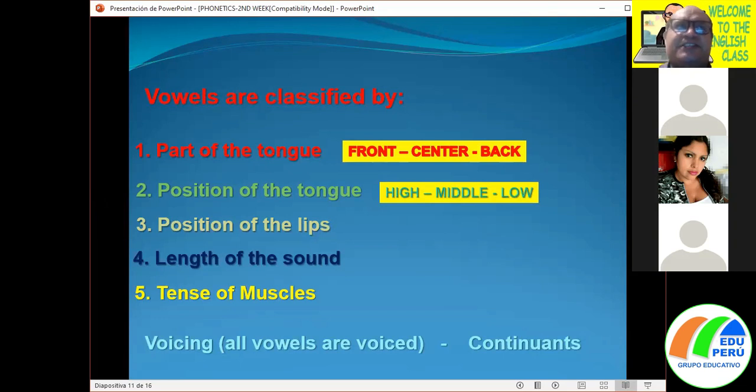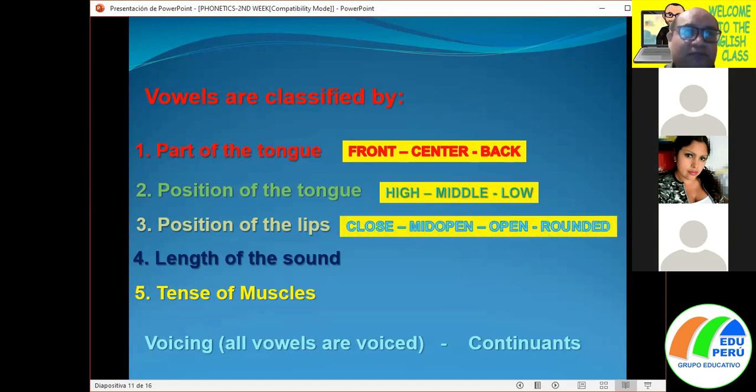The third characteristic, position or shape of the lips. We have here four: close, mid-open, open, rounded. So we have these four positions or shapes of the lips. Close vowels, mid-open vowels, open vowels, and rounded vowels.